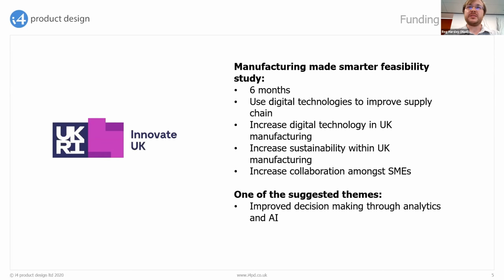The aim of the Manufacturing Made Smarter award was to improve digital technology, or increase it, in UK manufacturing, and also look at increasing the sustainability within UK manufacturing. Another key point was increasing collaboration amongst small and medium enterprises. So I'll talk about the team in the next slide. But related to automating costs, one of the suggested themes was looking at improving decision-making through analytics and artificial intelligence.